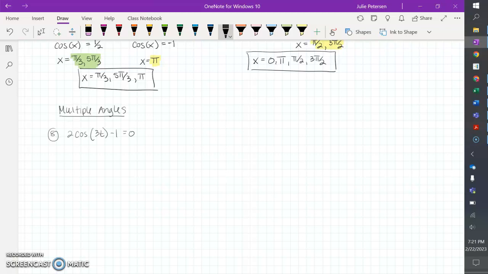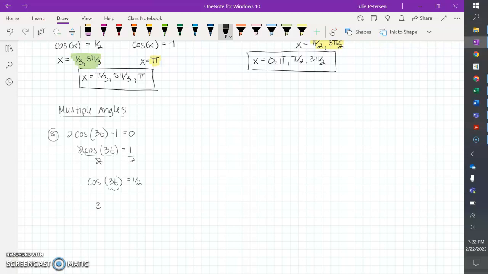We're going to solve it the same way we would as if that was just a plain old t or x or theta. So I'm going to add the 1 to the other side, and then I'm going to divide by 2. I'm still going to isolate the cosine of 3t. So the cosine of 3t equals 1/2. Now the angle we're looking for is 3t. Once we find the angle, we're going to have to do one last step to figure out what t is, because 3 times t is the angle.